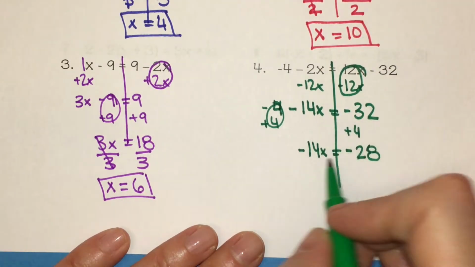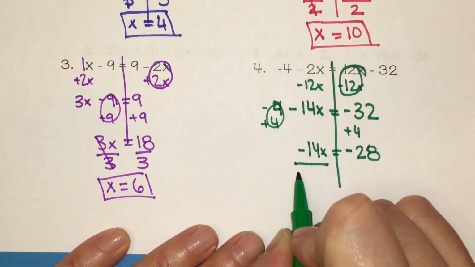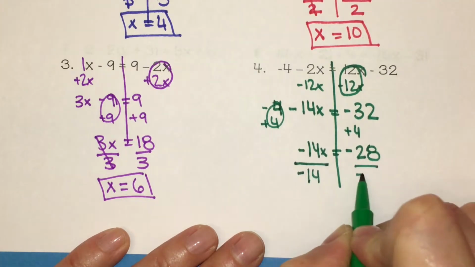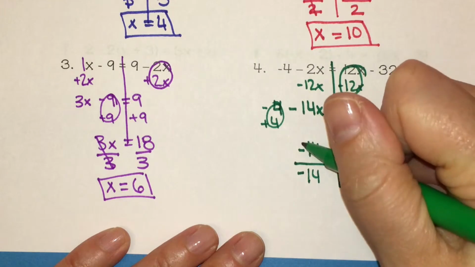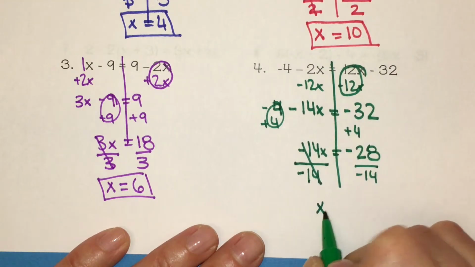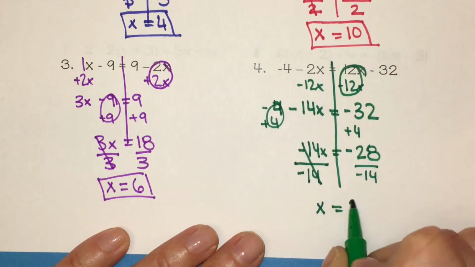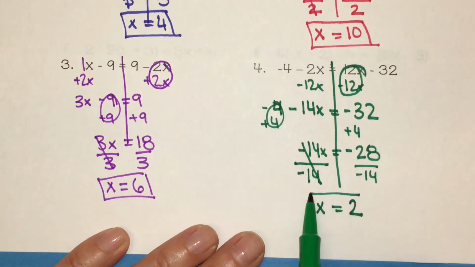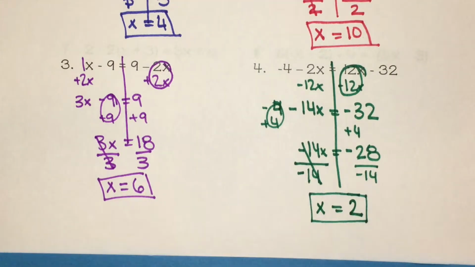I want x by itself. It's being multiplied by negative 14, so opposite is to divide by negative 14. Negative 14 divided by negative 14 is 1, so I'm left with x equals positive 2. Negative 28 divided by negative 14 is positive 2.